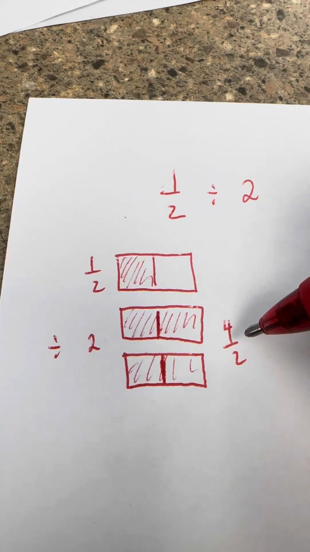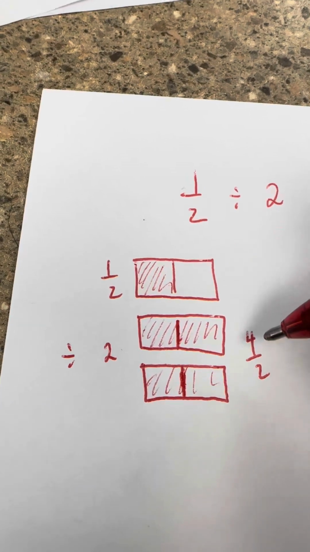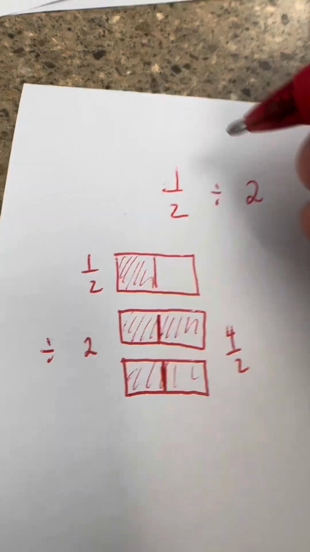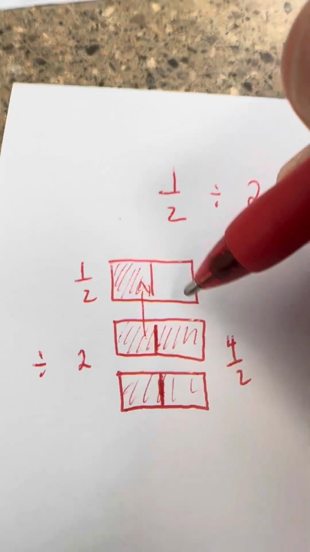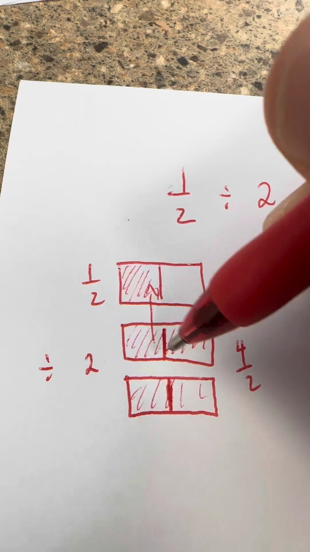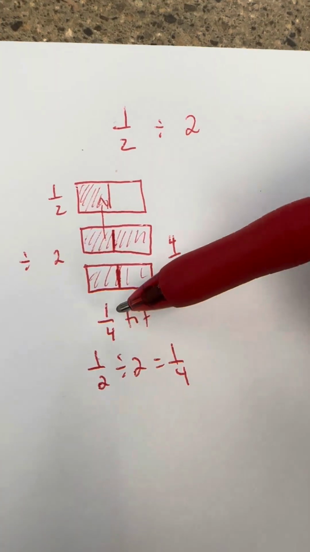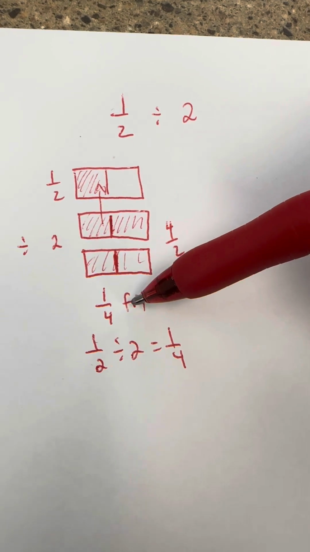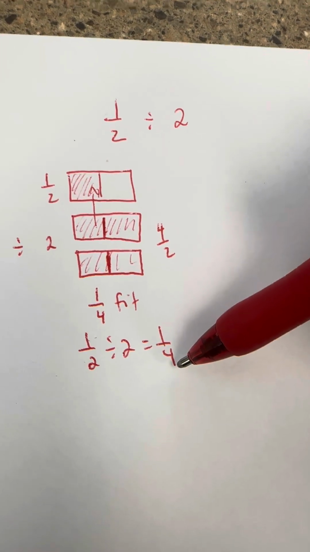And I just put a little label here on the side. You can see 4 halves is the same as 2. So we're going to see how many times does 4 halves go into 1/2. And I can see here that it goes into this only one time. In other words, 1 out of these 4 pieces is able to fit into there. So I can see 1 out of these 4 fit, which means that 1/2 divided by 2 is equal to 1/4.